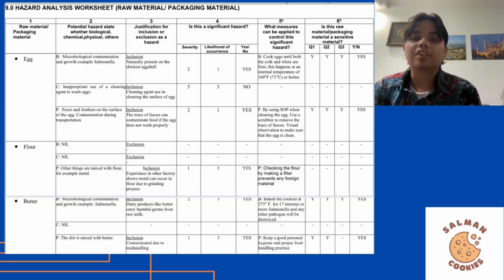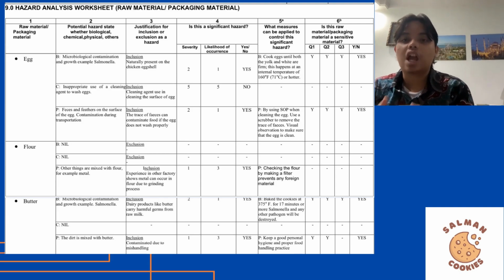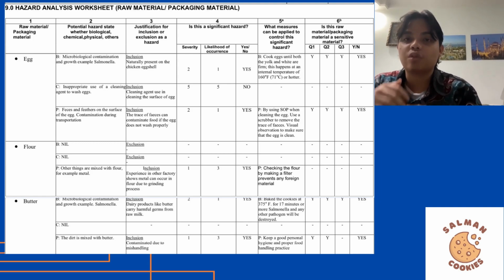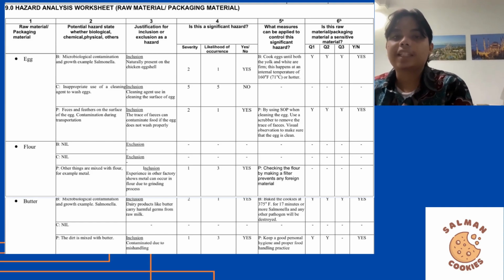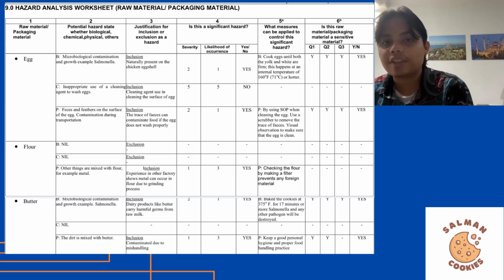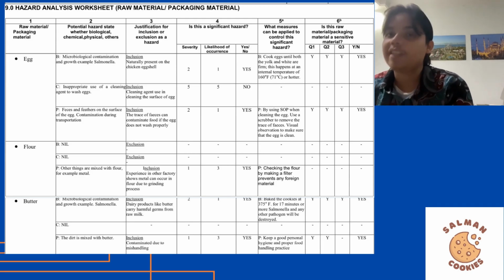This is because cases related to foreign matter in flour have happened in other factories as a result of the grinding machine used not working properly. It can cause a significant hazard to our product because it can change the taste and texture of our final product. And the most effective way to overcome it that we have found is checking the flour by using a filter to prevent any foreign material.